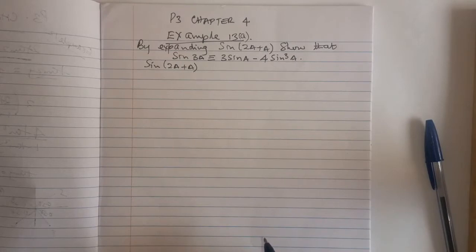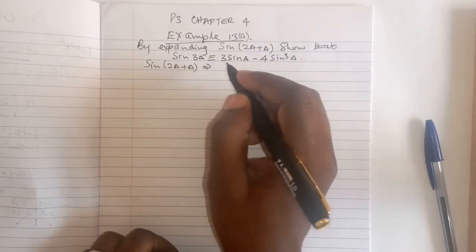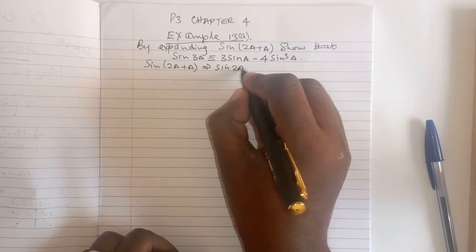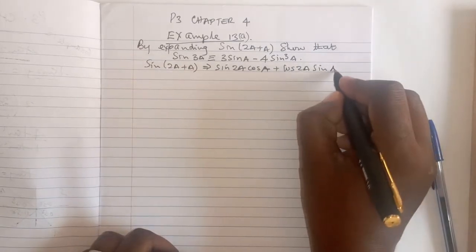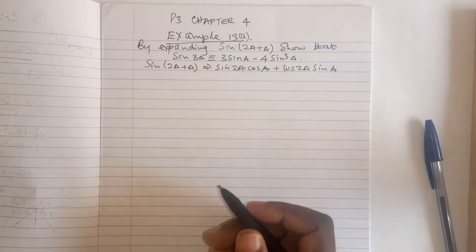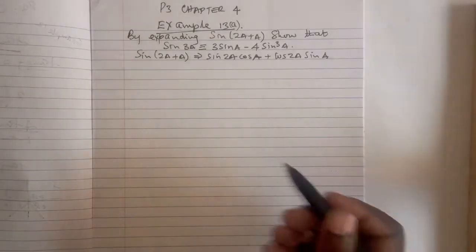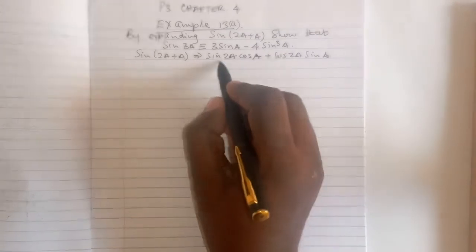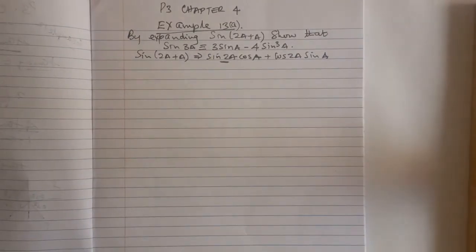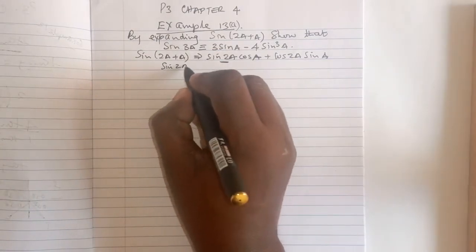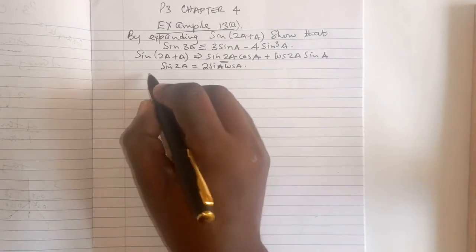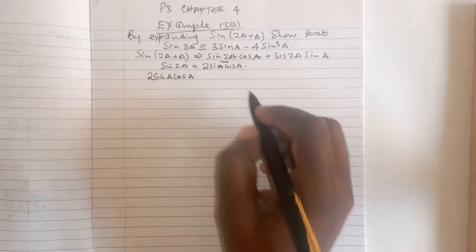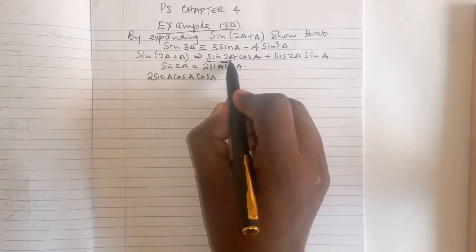At that point, sine(2A + A), this one we know it to be sine 2A cos A plus cos 2A sine A. At this point, we would wish to talk about what? We know sine 2A can be expressed in terms of double angle formulae. This one, sine 2A, we know it to be 2 sine A cos A. So the whole of this expression becomes 2 sine A cos A multiplied by cos A, because up to there we have it here.